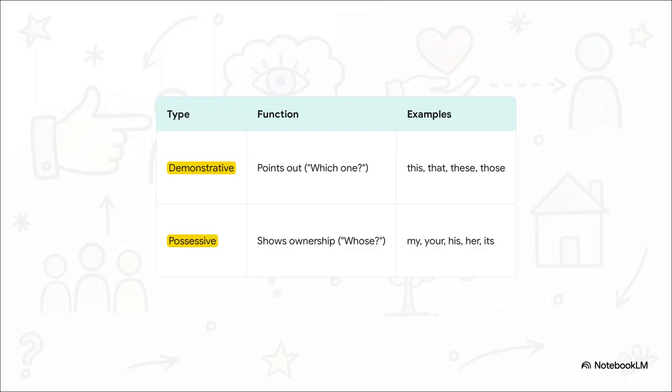So here's the bottom line. Demonstrative adjectives are the pointers. They answer the question, which one? And your examples are this, that, these, and those. Possessive adjectives are the owners. They answer the question, whose? And those are words like my, your, his, her, its, our, and their. If you can remember those two simple questions, you'll always know which one to use.